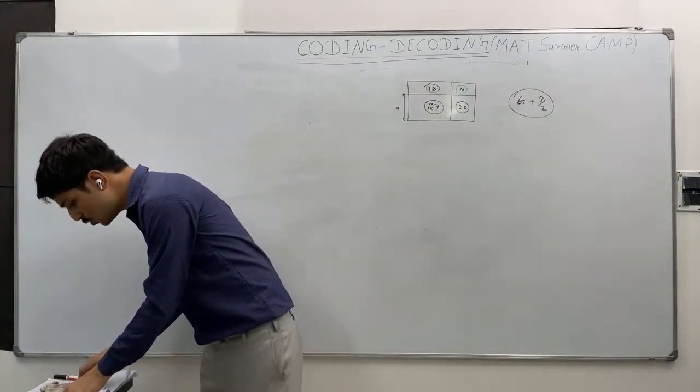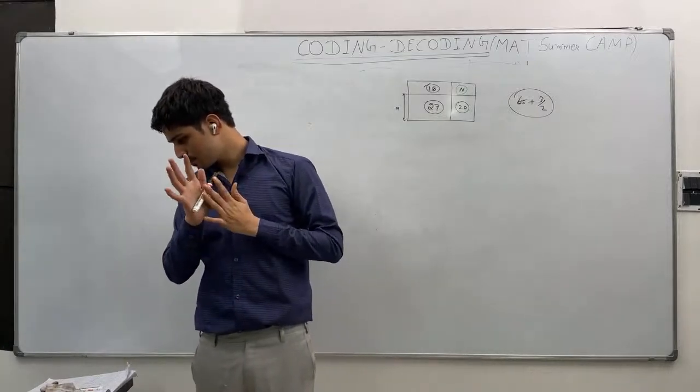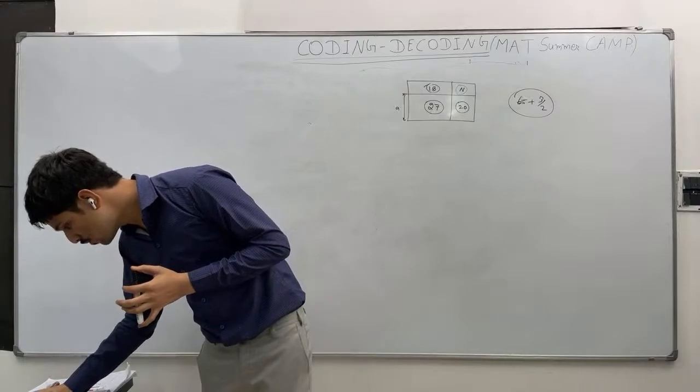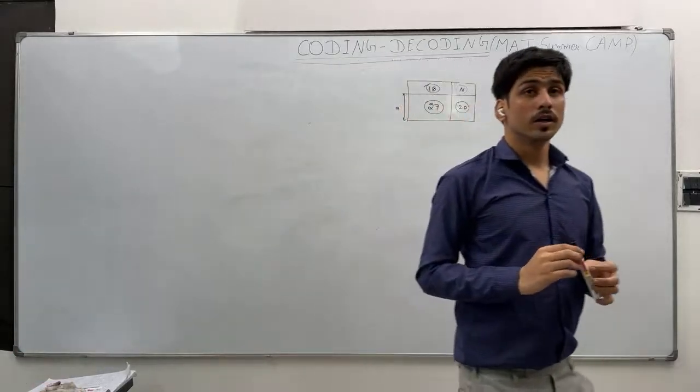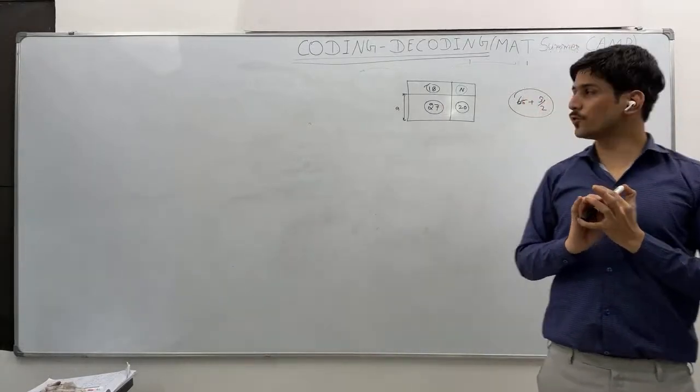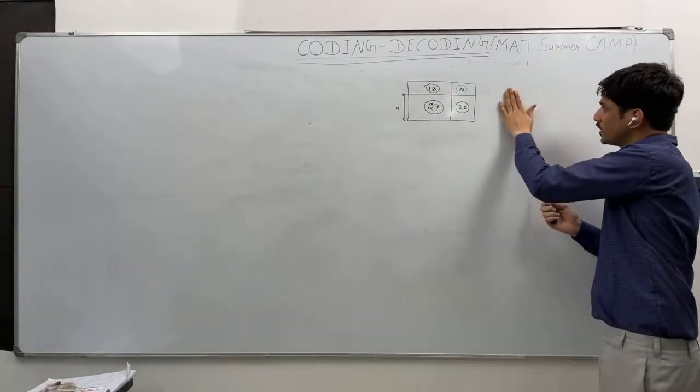Now is the question clear to you? Okay, now try to solve. Value of n is? No, value of n is not 30. You see here, now I think I should solve this question.